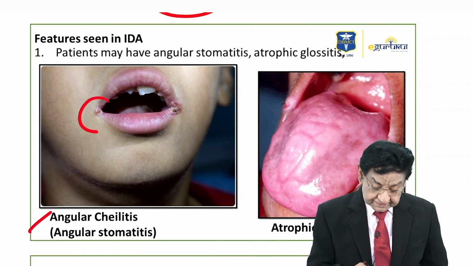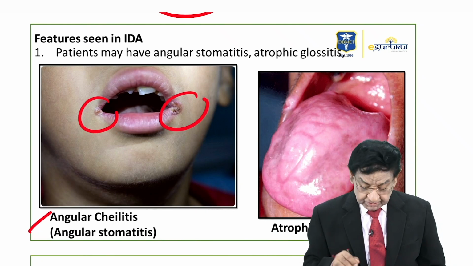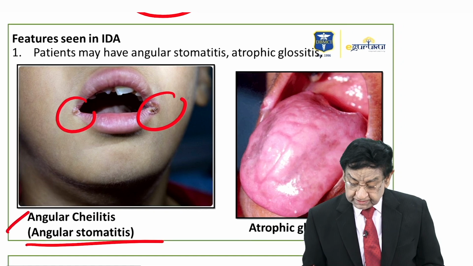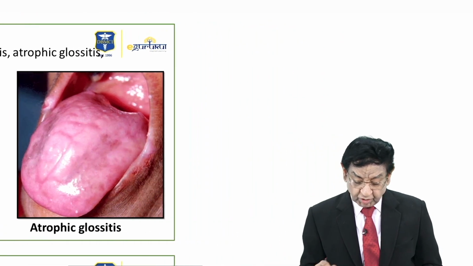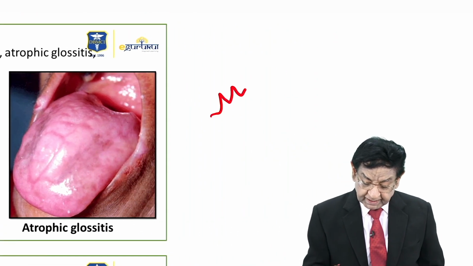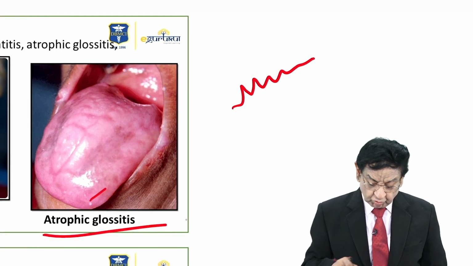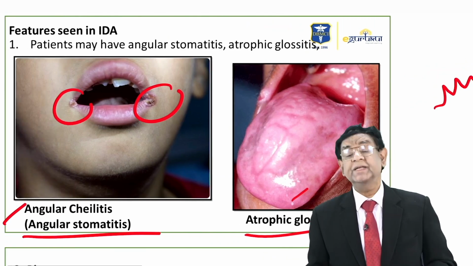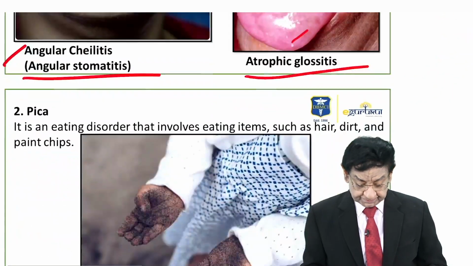There are cracks in the angle of the mouth. This is also known as angular stomatitis. Or the tongue is totally atrophic. Normally in the tongue we have papillae, but here all papillae are lost and so-called atrophic glossitis is there. They are seen in iron deficiency anemia.